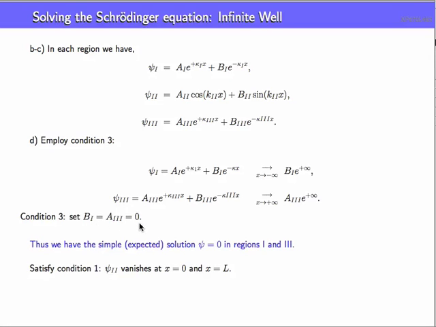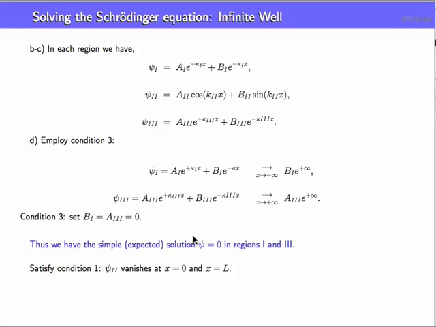But what that does is it just says that in regions 1 and 3 we get psi equal to 0. And that should be expected because we have an infinite potential. We should have 0 probability then that the object's in region 1 and 3.